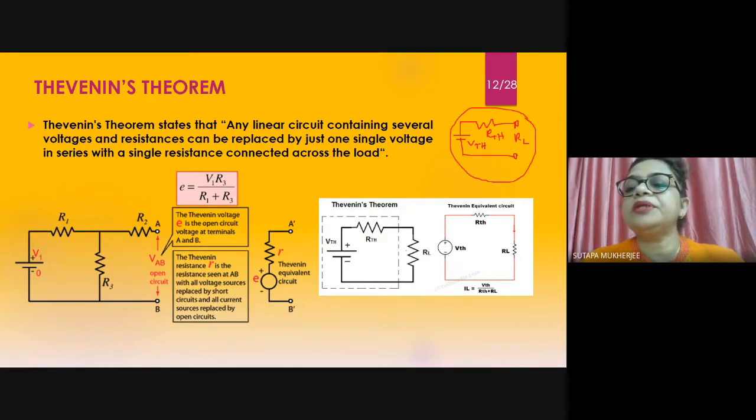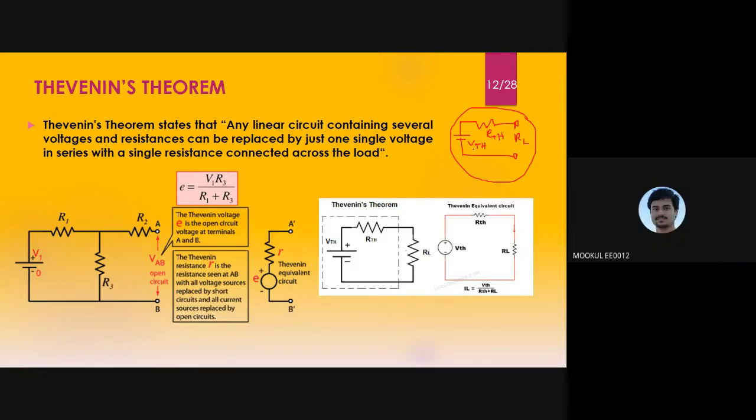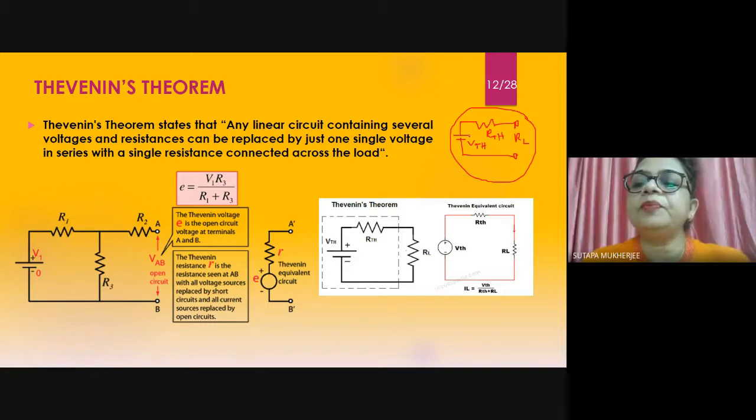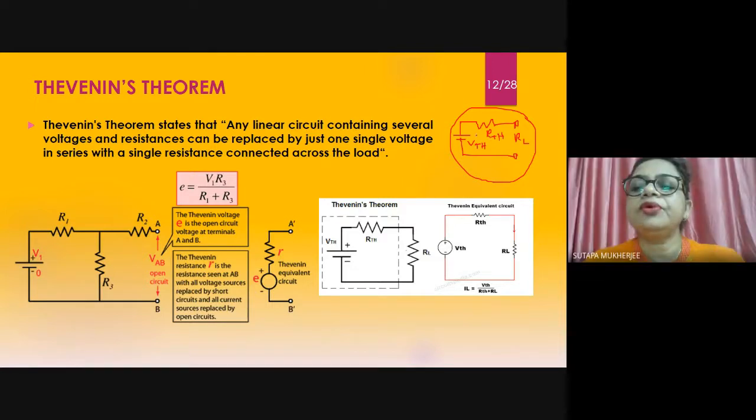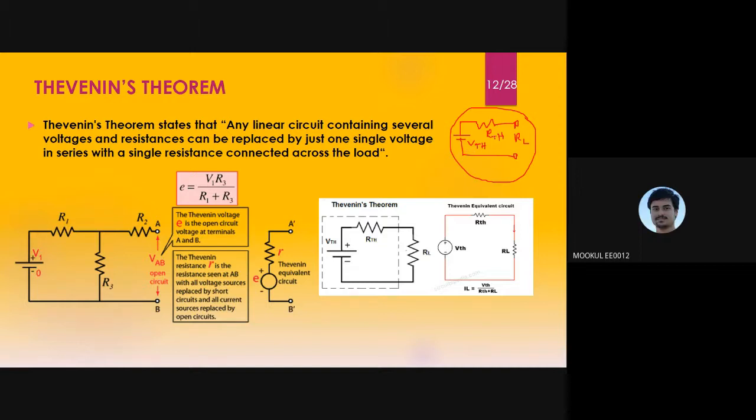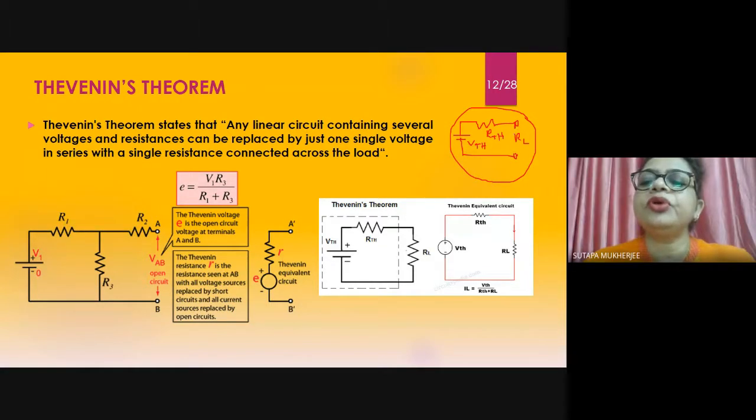Mukul, what is the current passing through RL? What is the amount of current that will pass through RL, that is the load resistance? Where is RL? In the figure, what I have drawn here. Yes, ma'am. VTH divided by RTH plus RL, because both of the resistances are in series.